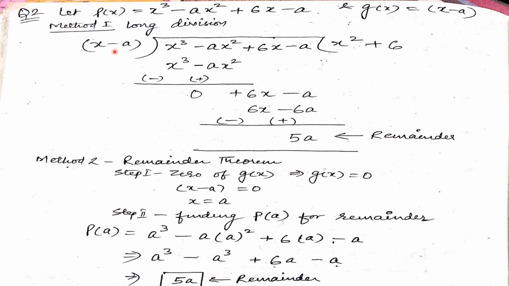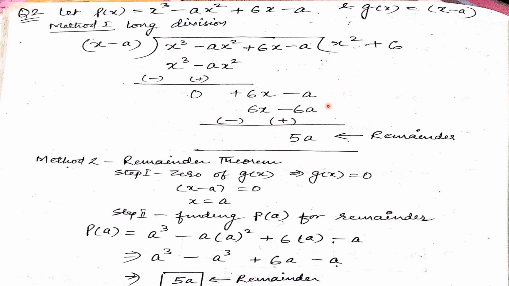Now we have to find another term in the quotient, that is x into that term equal to plus 6x. Just think, what will you multiply with x to get 6x? Very easy, just multiply with 6. So I have taken plus 6 as the next term in the quotient. Now you can check, x into 6 is 6x and minus a into 6 is minus 6a. Very easy.